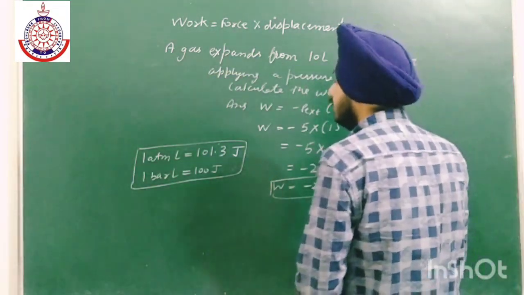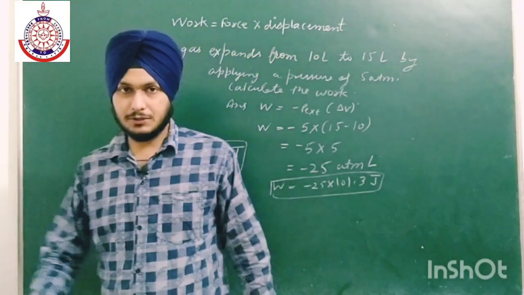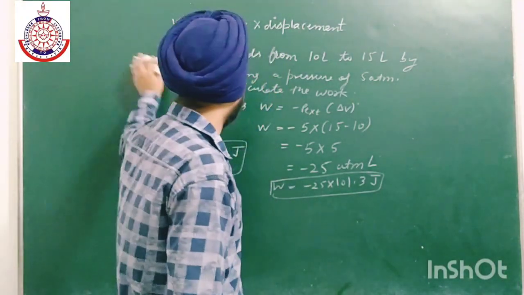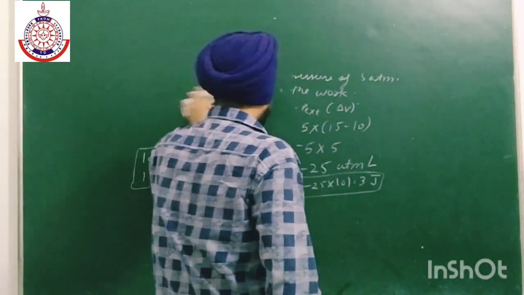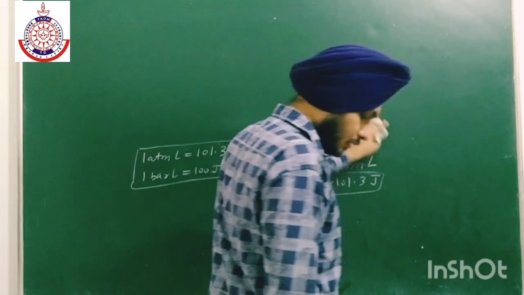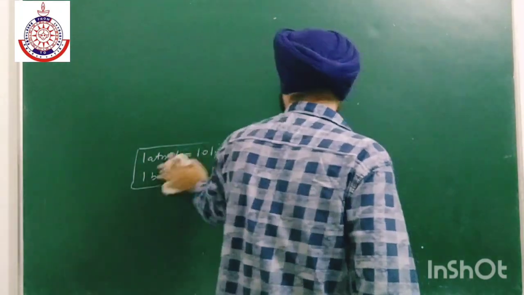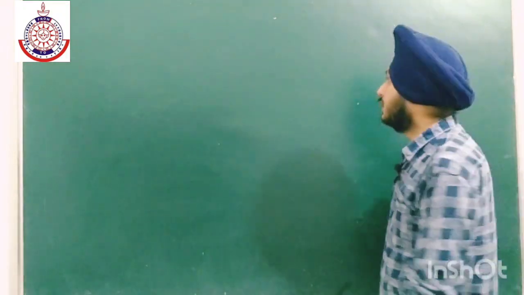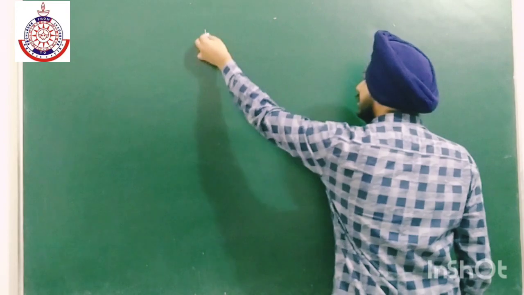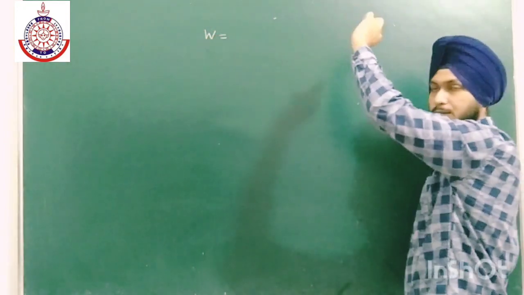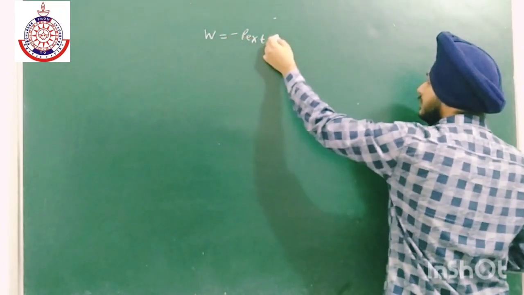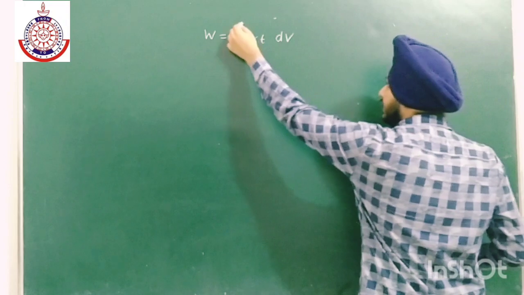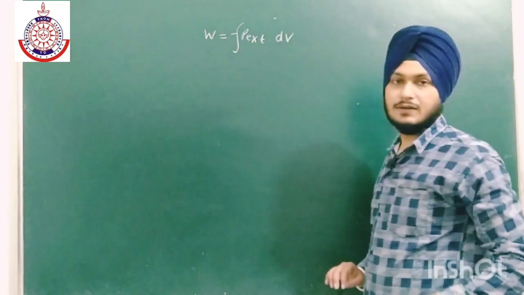Now let us derive the formula in case of reversible process. I'm taking the case of reversible. If we have a reversible process, what will be the formula in case of reversible process? We have already derived that W is equal to the integration of minus P external dV, integration from V1 to V2.